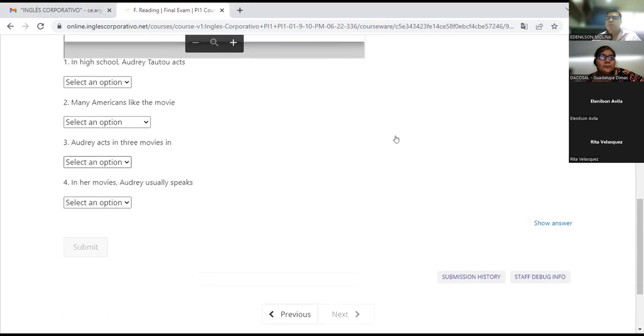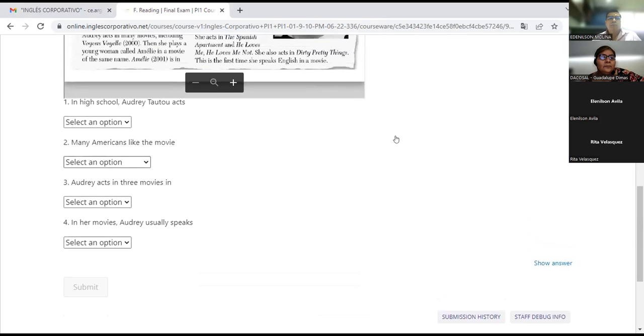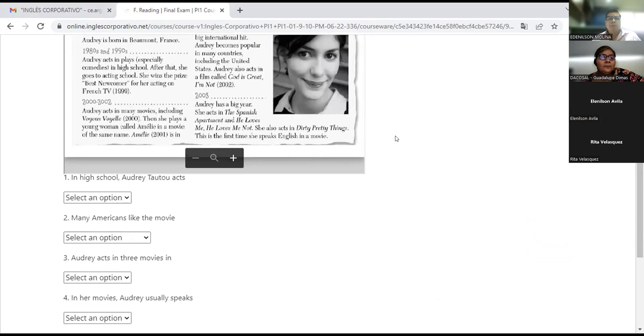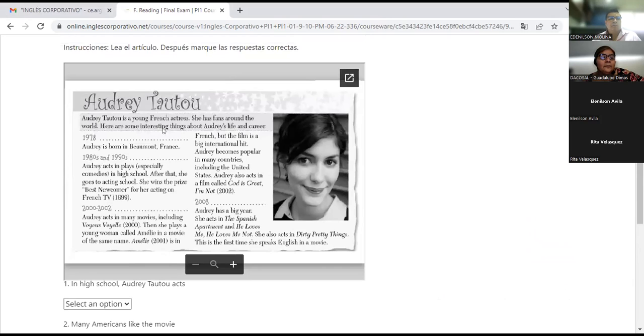How many questions do we have? Or how many options do we have? 4. Let's see. Si no quieren leer todo el artículo, existe esta técnica en inglés. Identifico la información que necesito y me voy a la lectura y busco la información específica. Okay? This is very specific.